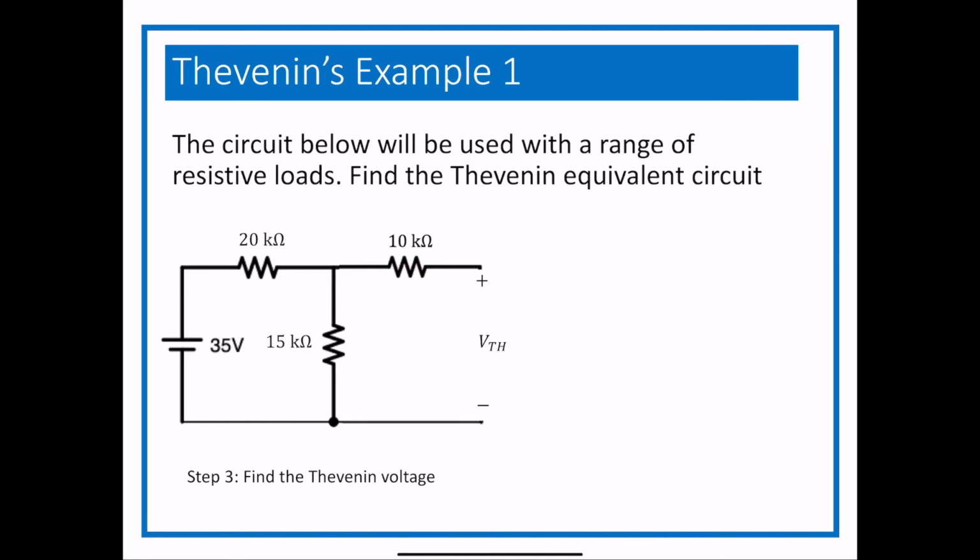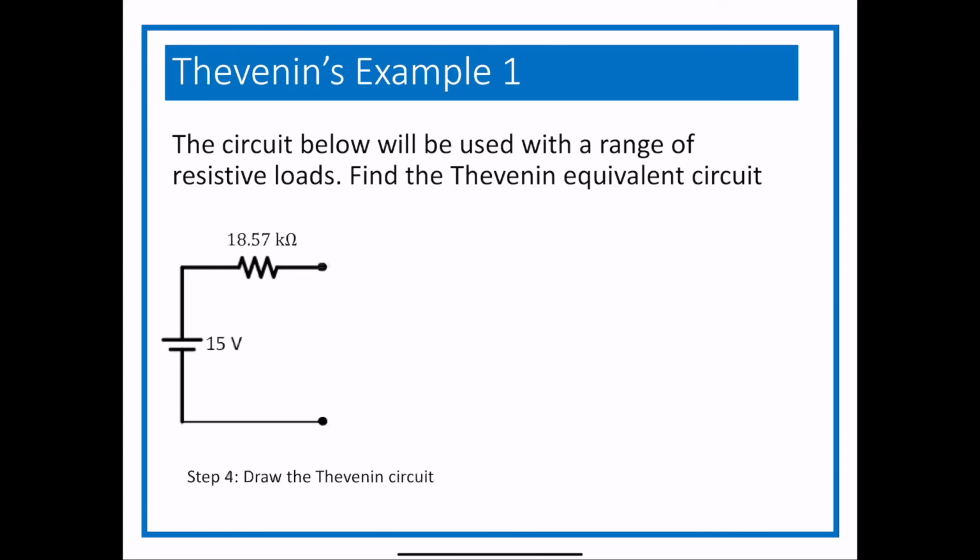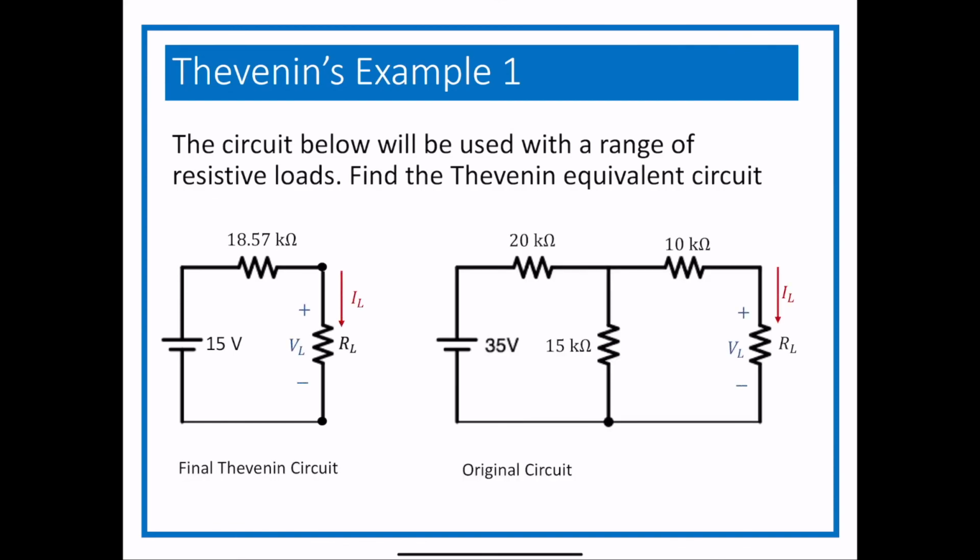So that gets taken out of the circuit, and we basically just move over and find the voltage across the 15 kilo ohm resistor. And this is just voltage division. We can just take 15K over 15K plus 20K times 35, and we get 15 volts. Now we go back and we draw our Thevenin equivalent circuit, and then we add RL back into the circuit, and that will provide us with the same voltage and current that the original circuit did. So that's one example, not too complicated.